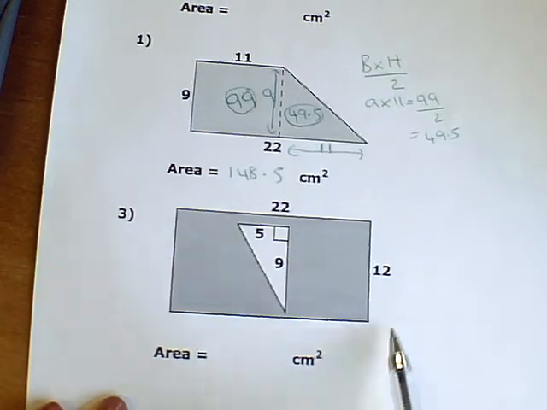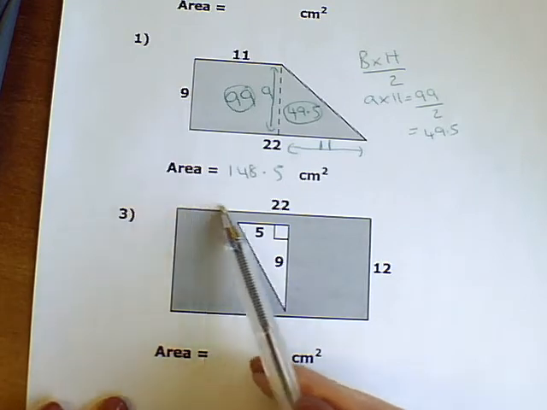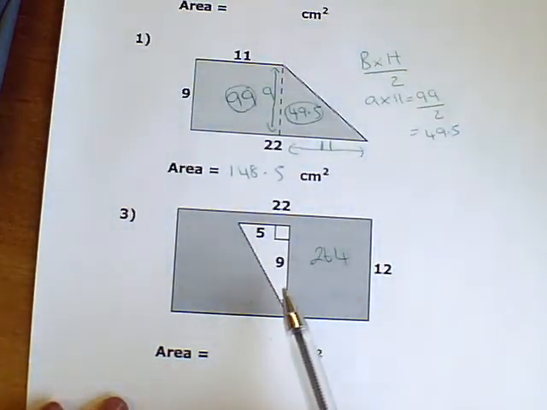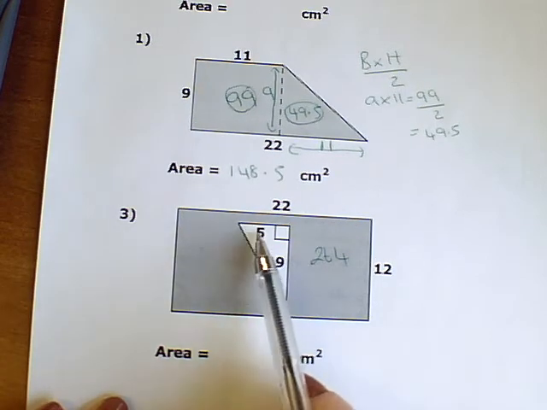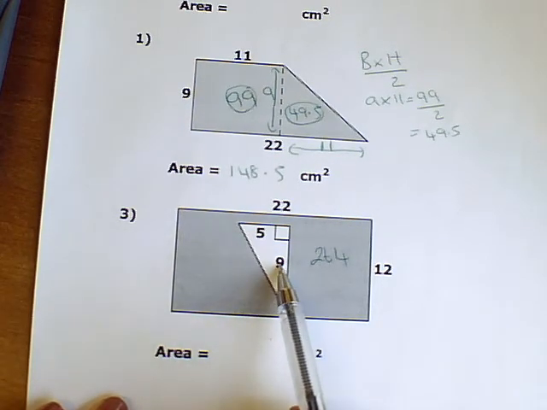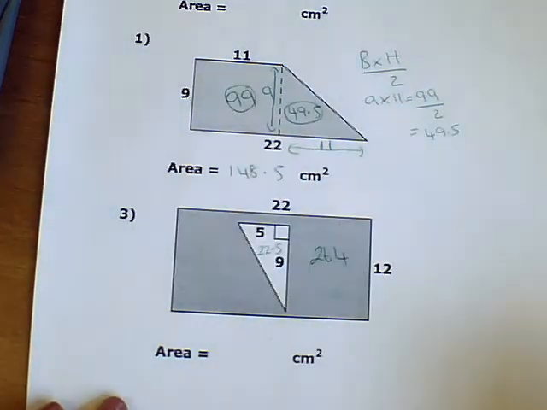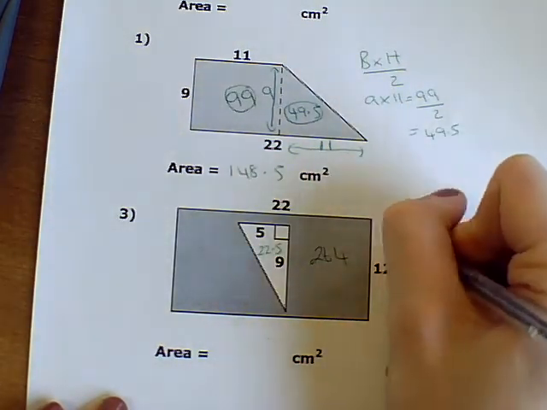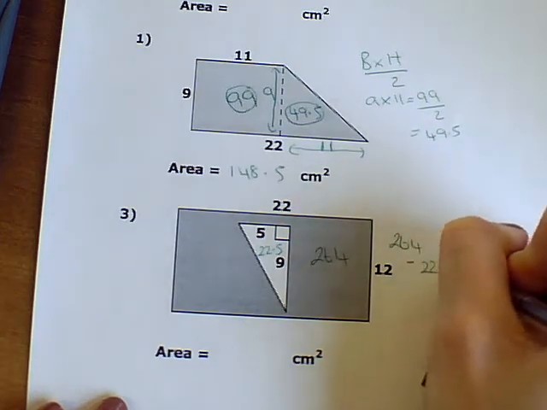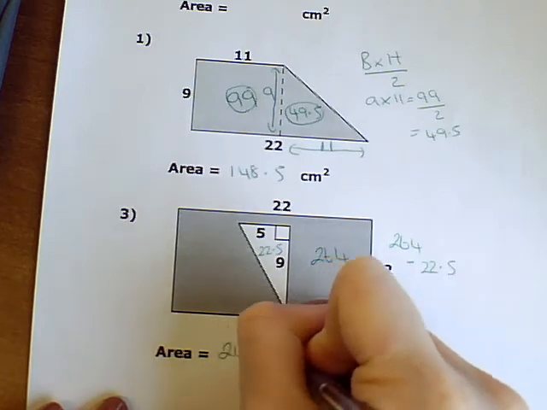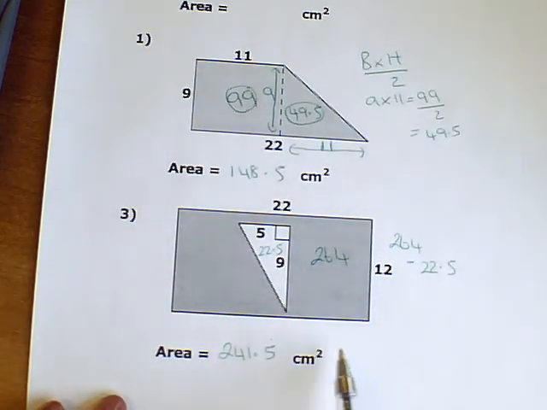So work out the area of the large rectangle, 22 times 12 is 264, and then your triangle, base times height divided by 2. So 5 times 9 is 45, divide that by 2, it's 22.5. To work out your shaded area, 264, take away 22.5, and your answer for that one is 241.5 centimetres squared for area.